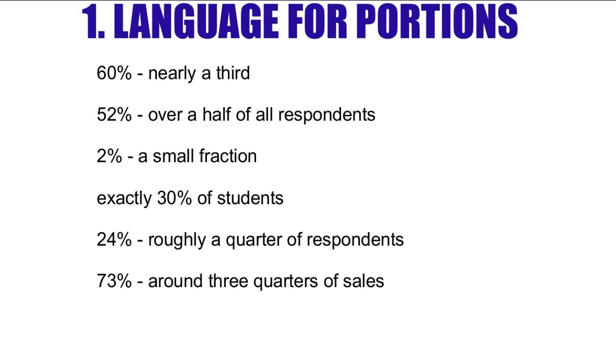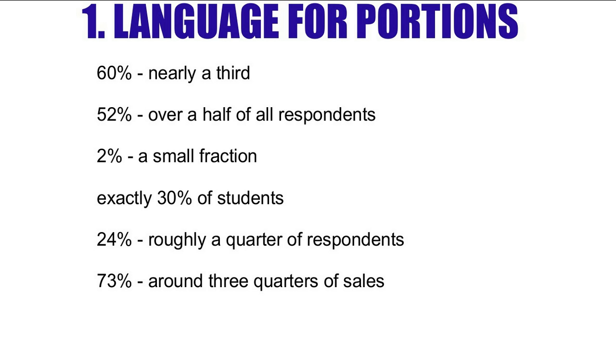Alright, let's get going. So, the language for portions. I'm going to give you a variety because you cannot always use the numbers. Yeah, because it gets boring and you've got to show a range of vocabulary to pick up points for lexical resource. So, if it's 60%, you can say nearly a third. Nearly a third. If it's 52%, you can say over a half.